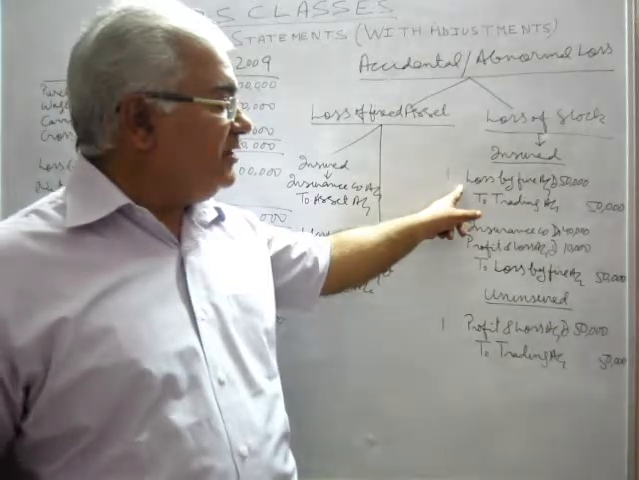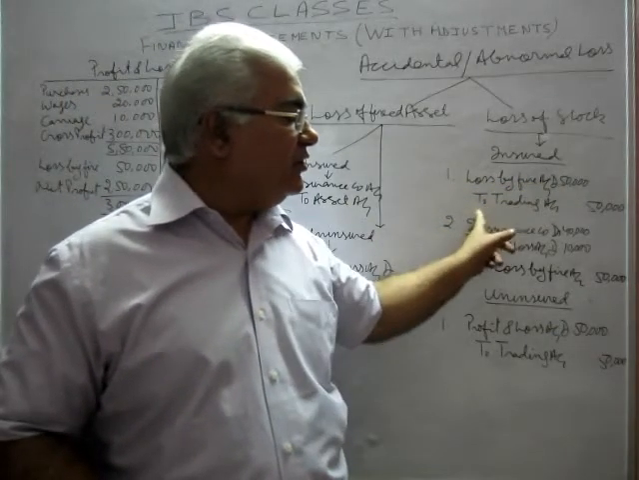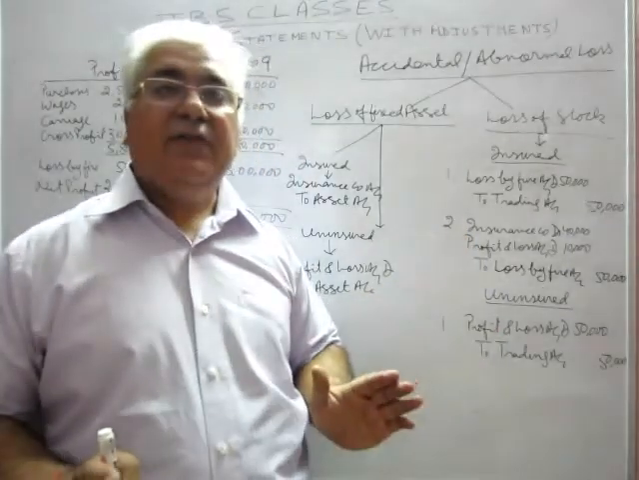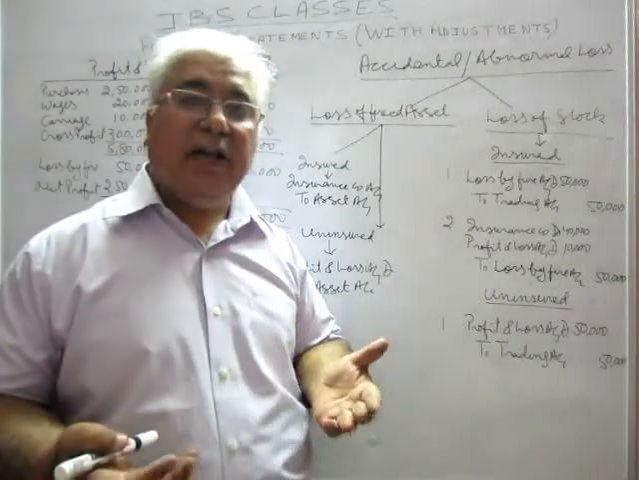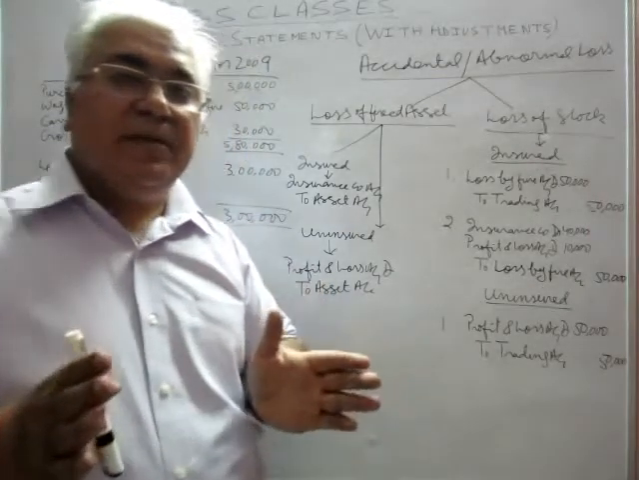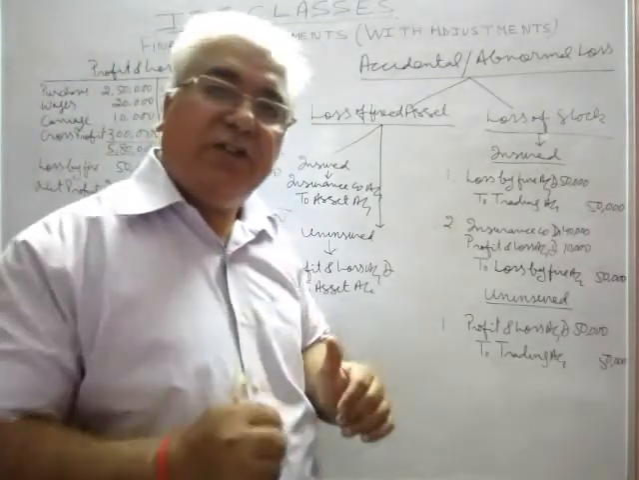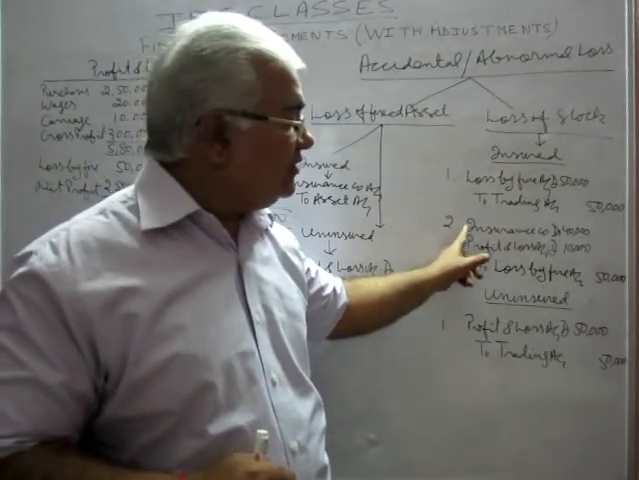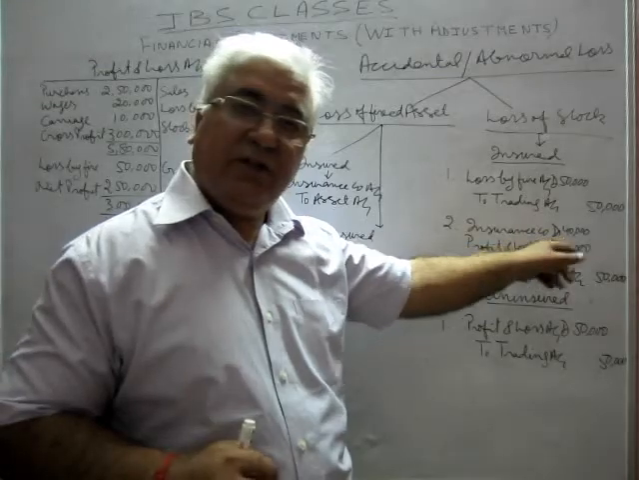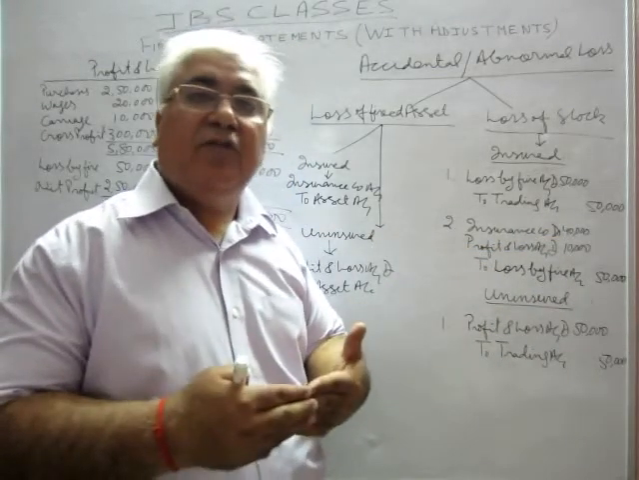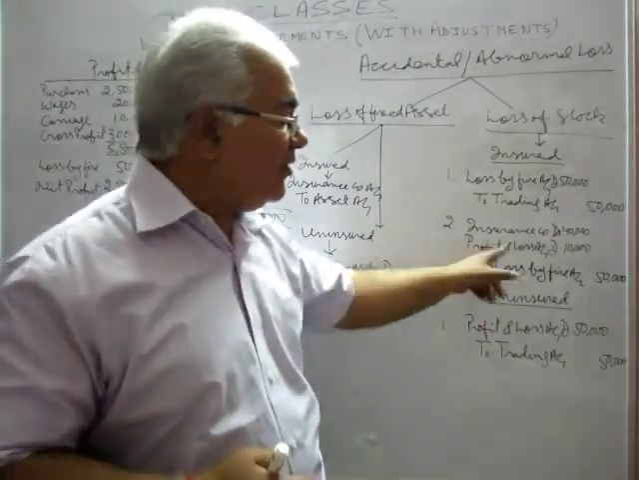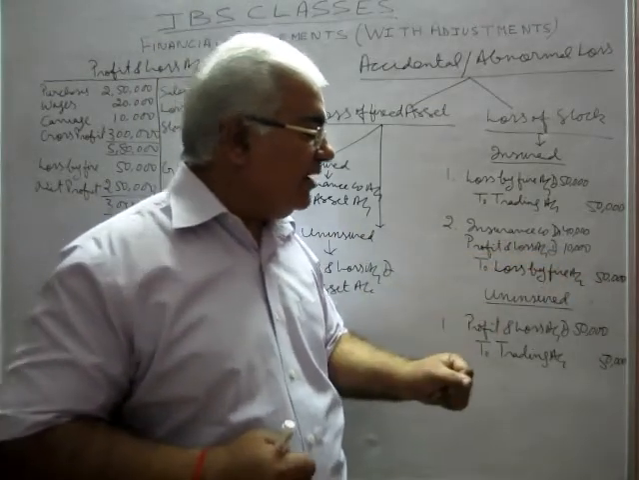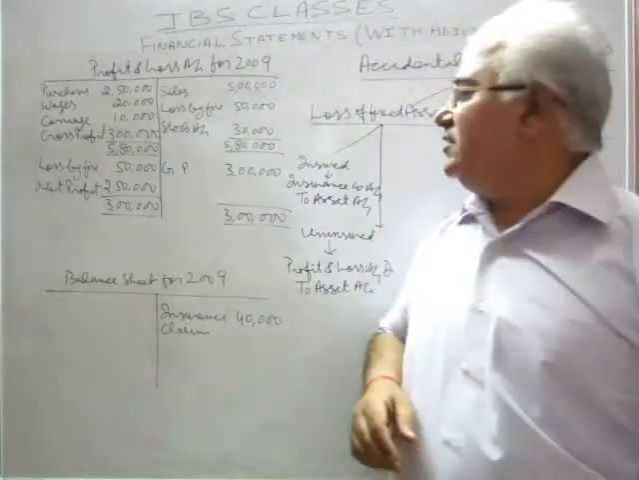So first entry is loss by fire account, debited 50,000 to trading account, right? Now this loss by fire, if it has been covered by insurance, and say in this case insurance company has accepted the claim of rupees 40,000, then insurance company will be made our debtor, and insurance company will be debited with 40,000, and 10,000 loss which we have to bear will be debited to profit and loss account, 10,000 to loss by fire, and it will be shown in profit and loss account like this.